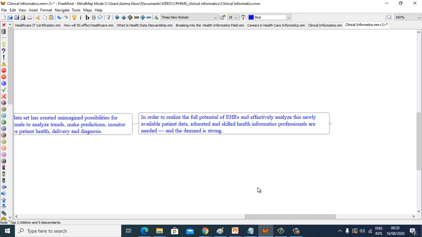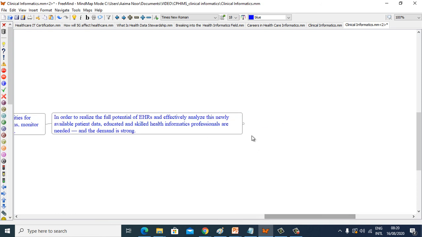In order to realize the full potential of EHR and effectively analyze this newly available patient data, educated and skilled health informatics professionals are needed, and the demand is strong. Careers in health informatics.